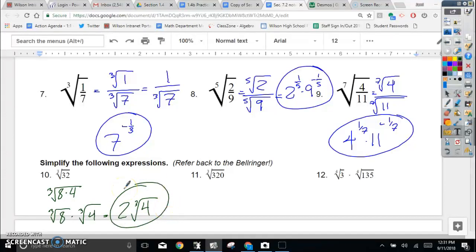There you go. 320. Let's go to the cube root list. We have 216. 216 won't divide it. 125 will not.